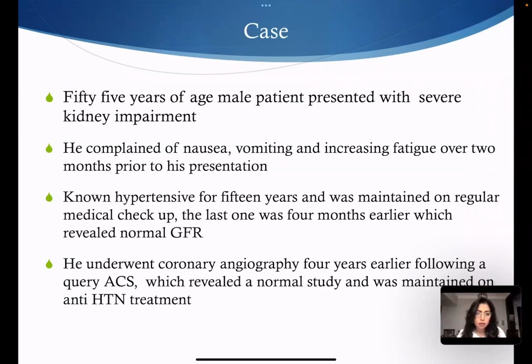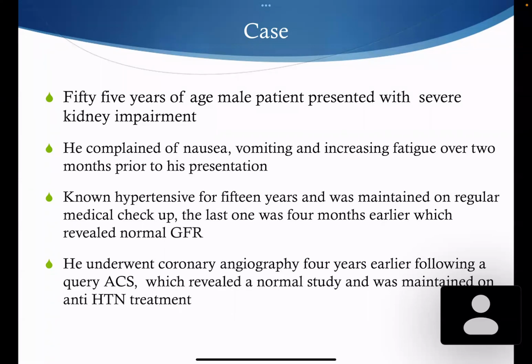Okay, thanks, Wesam. We're going now to go through a case to try to ease things a little bit. We're going to start with the history of the case and go through the histopathology and then follow what had happened to the patient and try to take the lessons out of this. So our case tonight is a 55-year-old gentleman. He presented with severe kidney impairment.